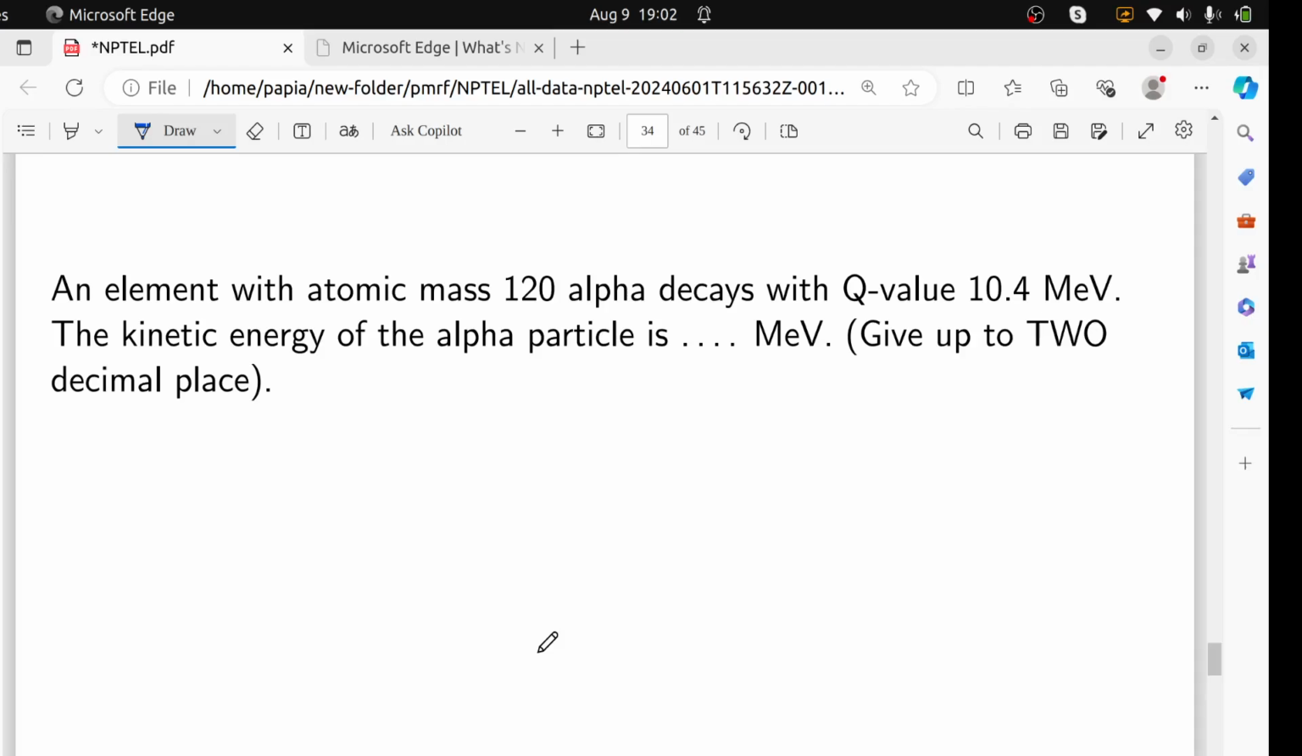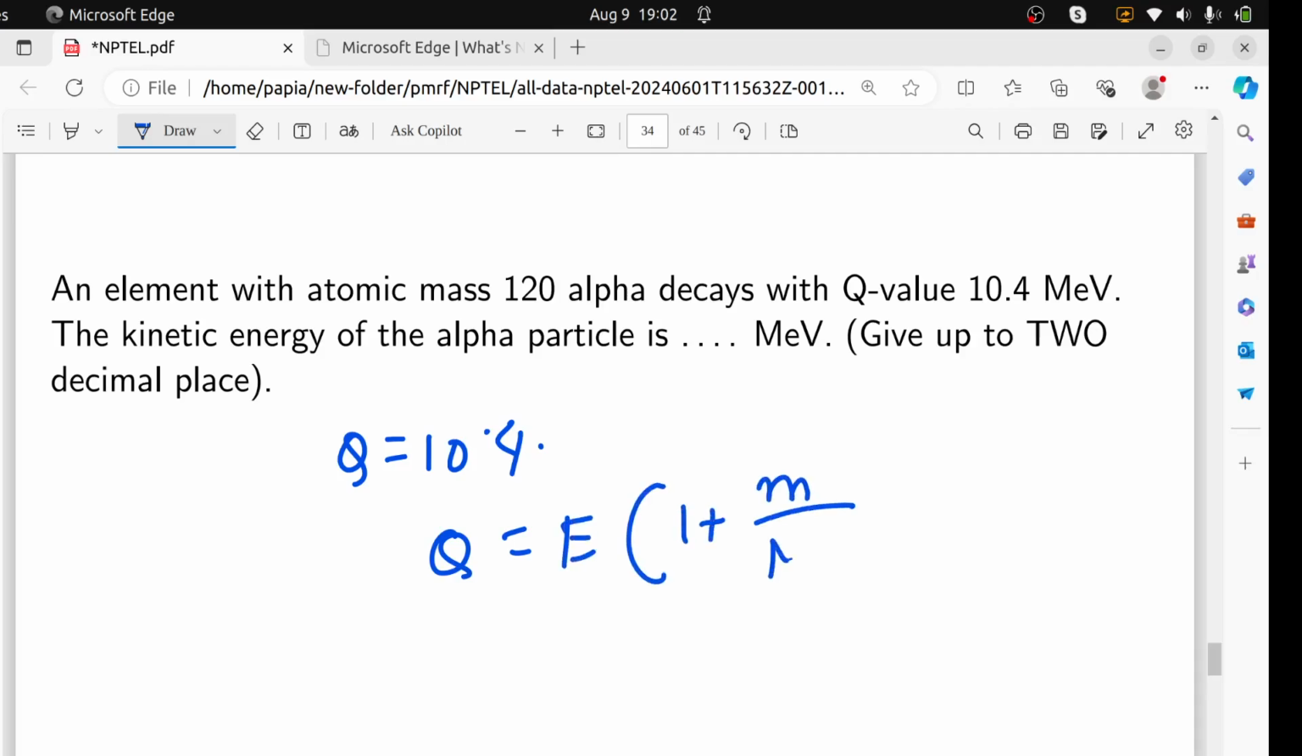The element with atomic mass 120 alpha decays. It's very similar to the first one, so just quickly write here. Q is given as 10.4. Q is also given as E into (1 plus small m by MD). Maybe I should read the question first. An element with atomic mass 120 alpha decays with Q value 10.4 MeV. The kinetic energy of the alpha particle is how much in MeV? Give up to 2 decimal places.